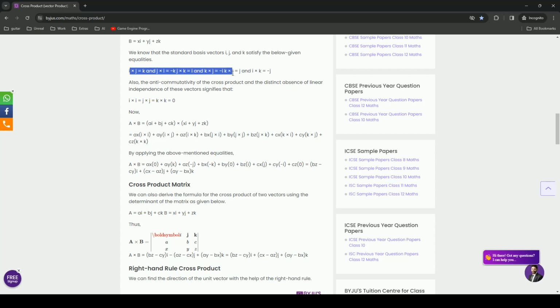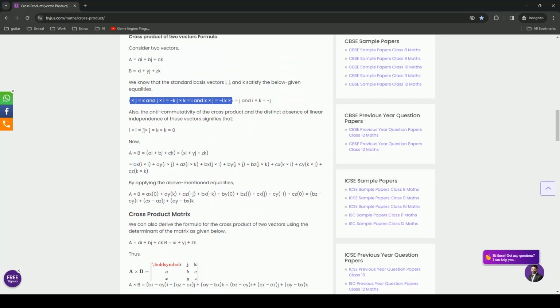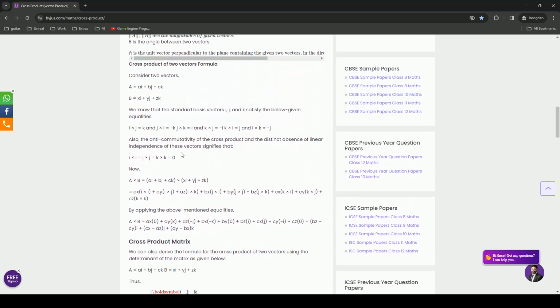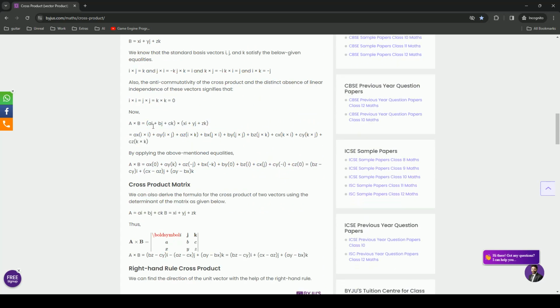When we are multiplying some other two vectors, it will give you a vector at 90 degrees, perpendicular to both of them. So we assume two vectors A, B, C, and X, Y, Z. When we are doing the cross product, I am multiplying AI with these three. So AI will be multiplied with Xi, Yj, and Zk. This is what we are doing here.